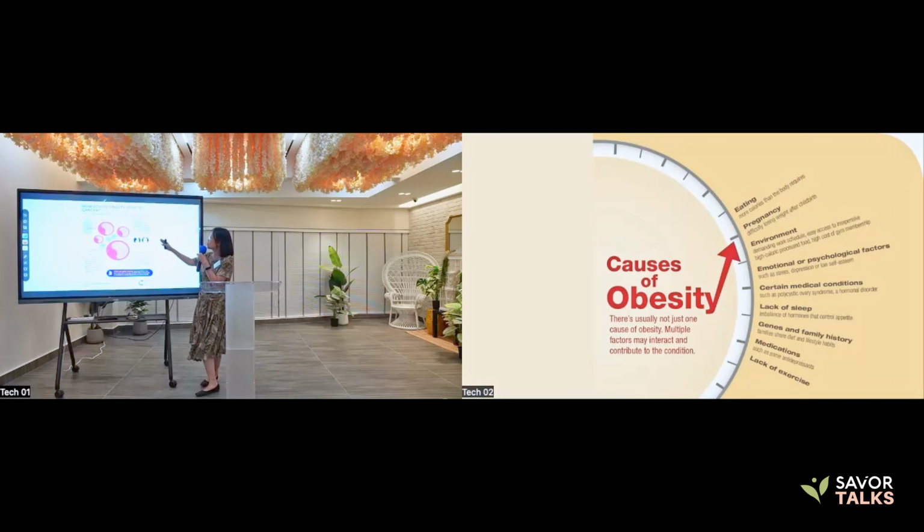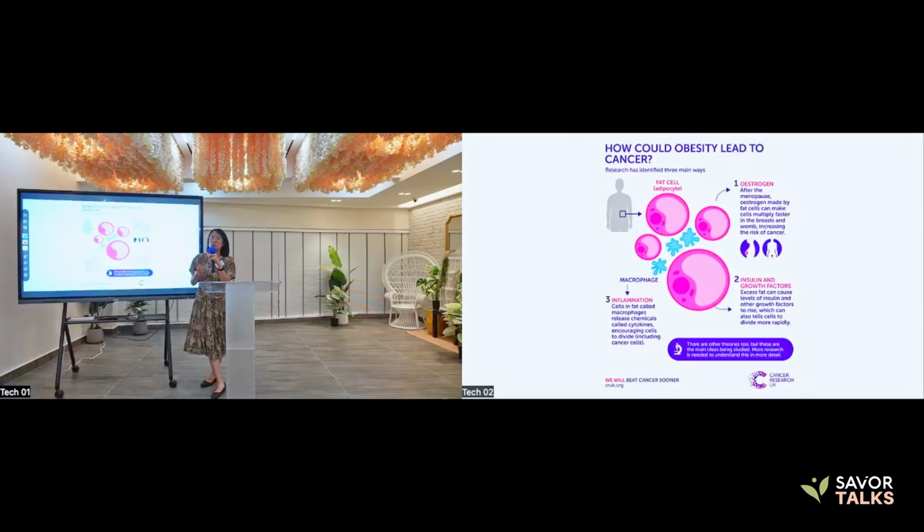The first one, as we talked just now, after menopause the estrogen will be secreted by the fat. So if you have more fat cells, you will have a high estrogen level, and this will increase the risk for endometrial cancer and ovarian cancer. The fat cells also increase insulin and growth factor, and this growth factor lets the cells multiply more. And inflammation: all these fat cells have been stuffed, they already have too much fat inside, and they increase inflammation in the body, and inflammation leads to abnormal cell division as well.